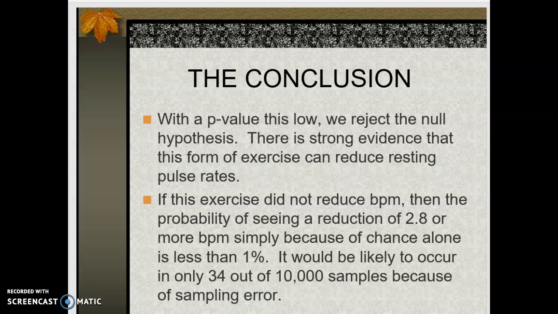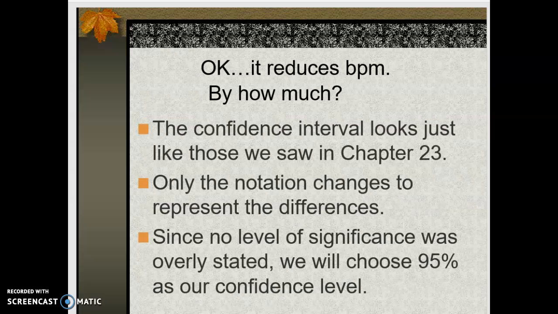If this exercise program did not reduce heart rate, beats per minute, then the probability of seeing this reduction that we saw of 2.8 beats per minute or more, simply by chance alone, would occur less than 1% of the time, or only 34 out of 10,000 samples, just due to sampling error alone. So it reduces beats per minute.